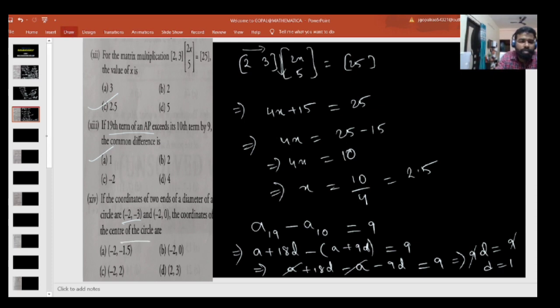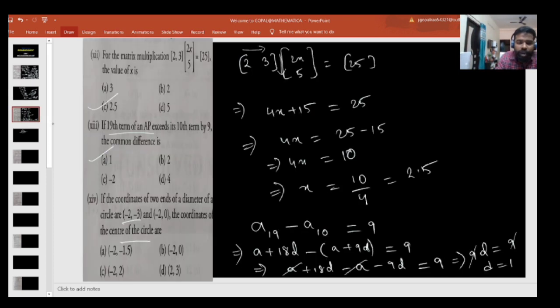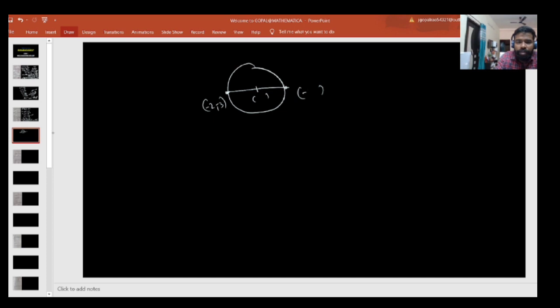Okay, so this is a circle. We know these points form a diameter. The center is at the middle, that is, we can say this is the midpoint for us, and these 2 points are given, that is -2, -3, and the other point is -2, 0. So we have the midpoint formula, x is equal to x1 plus x2 by 2. Similarly, y is equal to y1 plus y2 by 2. So this is x, this is y. We are going to find this x and this y here.